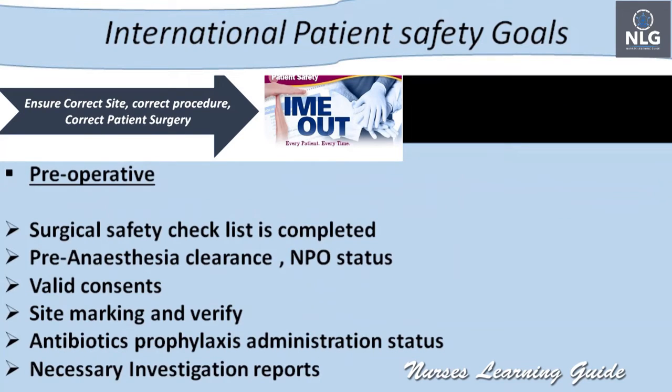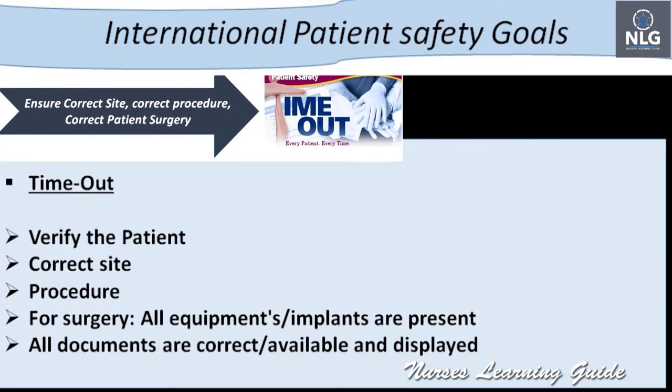The pre-operative surgical safety checklist should be completed: pre-anesthesia clearance, NPO status, valid consents, site marking and verification, antibiotic prophylaxis administration status if so, and necessary investigation reports as well. Coming to timeout, we need to verify the patient, correct site, procedure for surgery, that all equipment and implants are present, and all documents are correct, available and displayed.